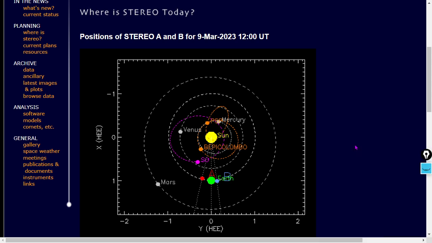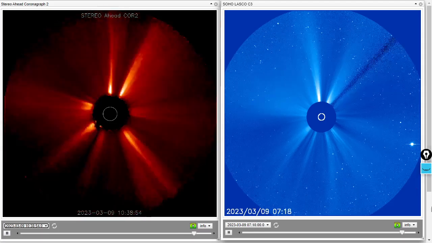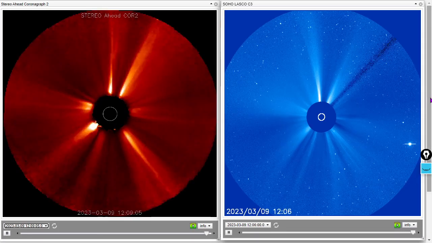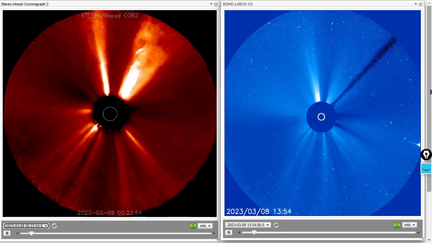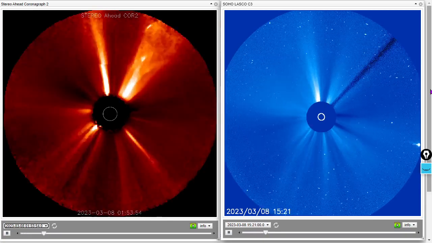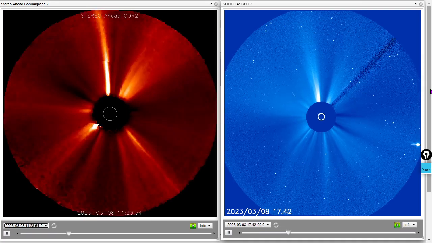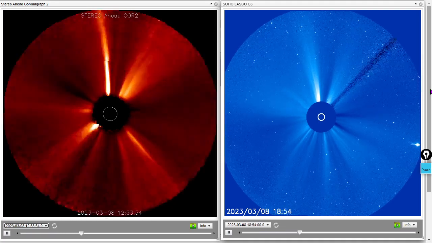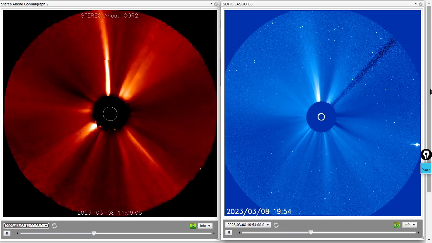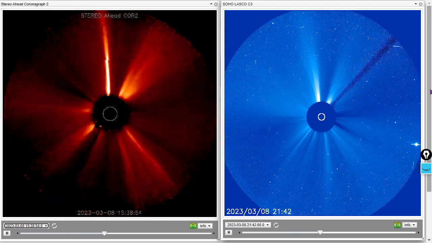Next, we're going to look at the view from Stereo A and the Soho Lasco C3 since we do it on the regs. And here is the situation. That is 90 frames from each space station. So things are pretty chill, and if you're wondering what that planet is down there in the lower right of the right pane, that's the Soho Lasco C3. That is Mercury showing up.